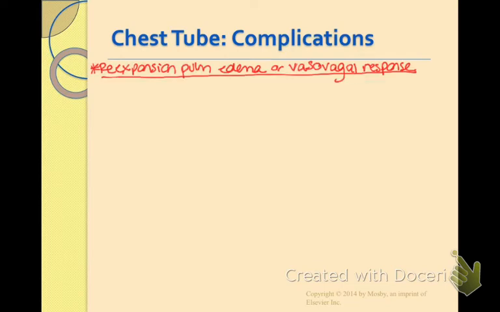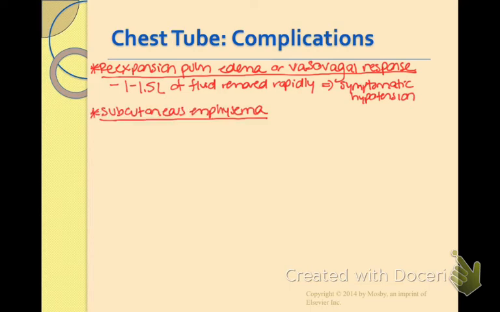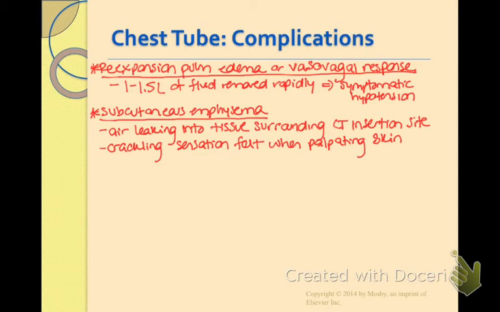So what are some complications? You can get re-expansion pulmonary edema or a vasovagal response. If too much fluid is removed too rapidly, they can get symptomatic hypotension. We talked about subcutaneous emphysema. This is where air leaks into the tissue surrounding the chest tube insertion site. It feels basically like Rice Krispies underneath the skin. You'll palpate the skin and it just crackles and pops right underneath your fingers.